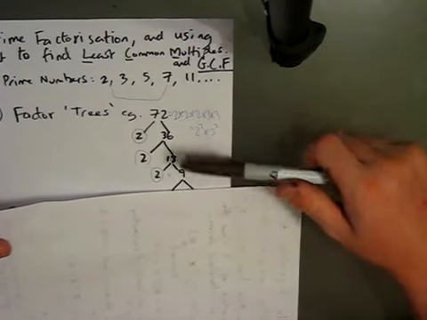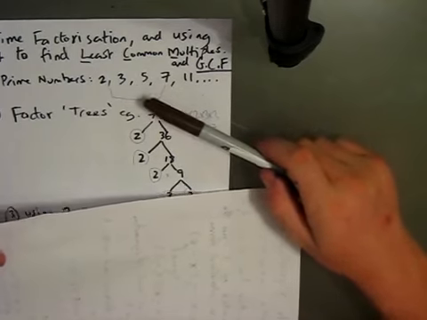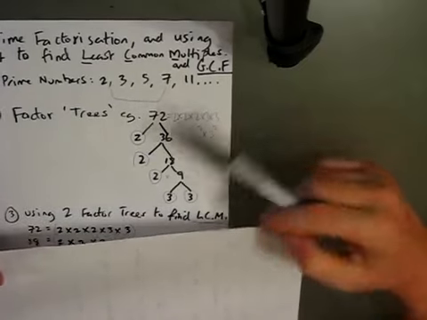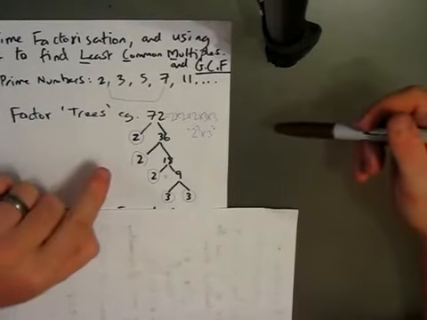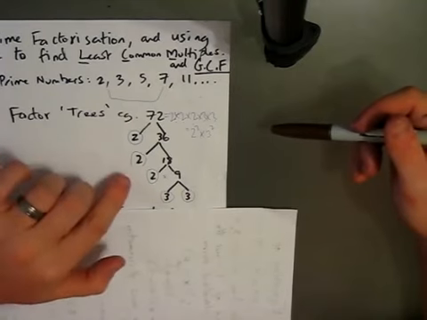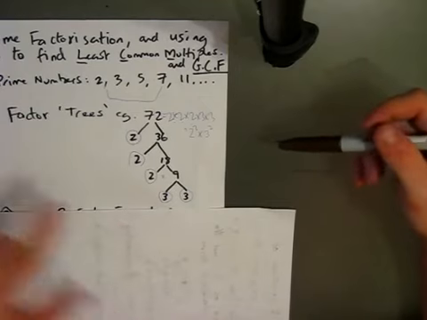So what you do there is you go to the next prime number, in this case 3, and see if you can break 9 up with 3s. And of course you can. 3 times 3. So 72 could be written as 2 times 2 times 2 times 3 times 3. That's a product of its prime factors.